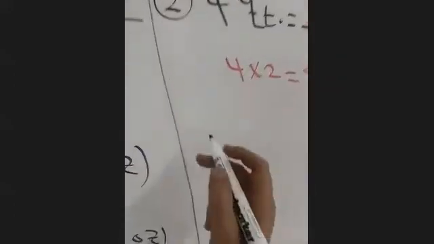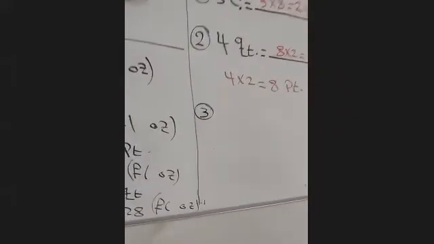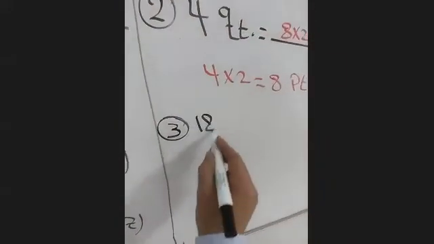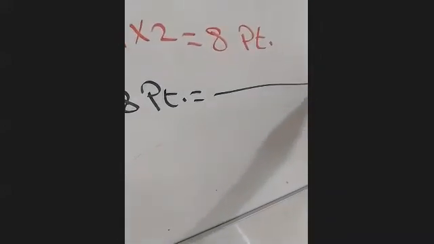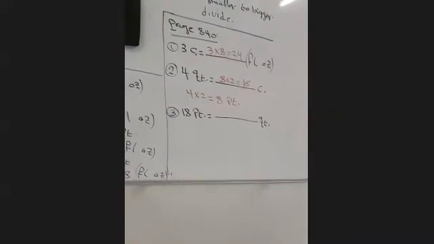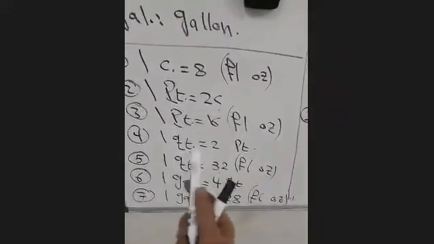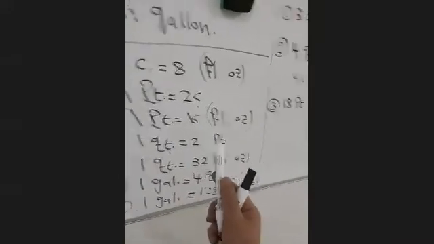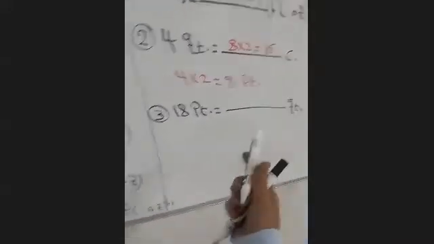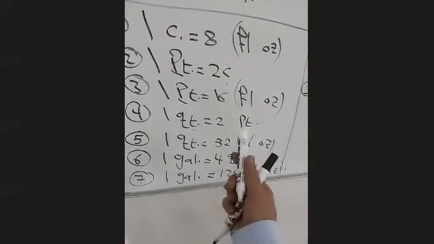Question 3. I have pint to quart. I have 18 pints. How much in a quart? Let's search if we have it. Yes, we have it here. From pint to quart, not from quart to pint. From pint to quart, so I will go from smaller to bigger.